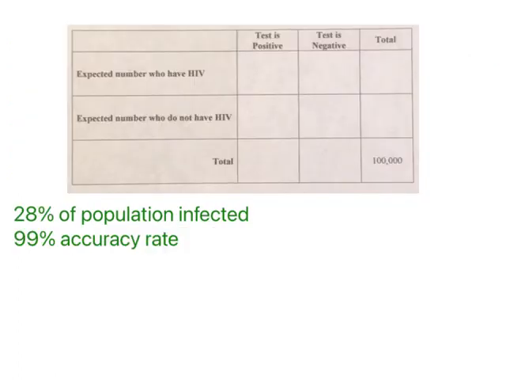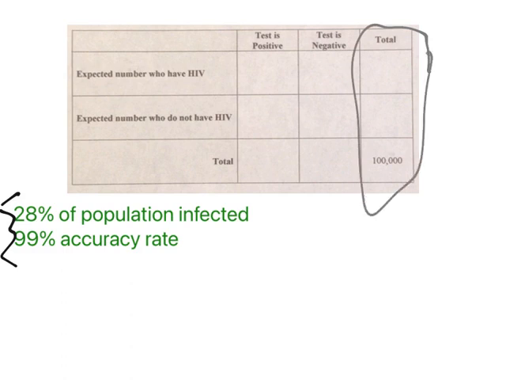Okay, so to do this, what is the information that we know? Well, we're dealing with a population of 100,000, so we have that in our total spot. We also know that 28% of the population is infected, and the test has a 99% accuracy rate. So it's always important to start with the total column. All right, so the top is the expected number who have HIV, and the second one is who do not.